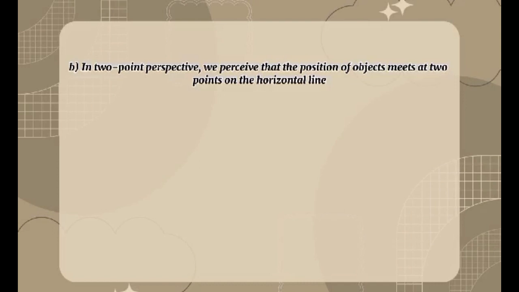In two-point perspective, we perceive that the position of objects meets at two points on the horizon line. In this type of perspective, lines converge to two points on the horizon. This is often used when a subject is viewed from a corner or an angle. Basically speaking, two-point perspective is lines that converge on two vanishing points.